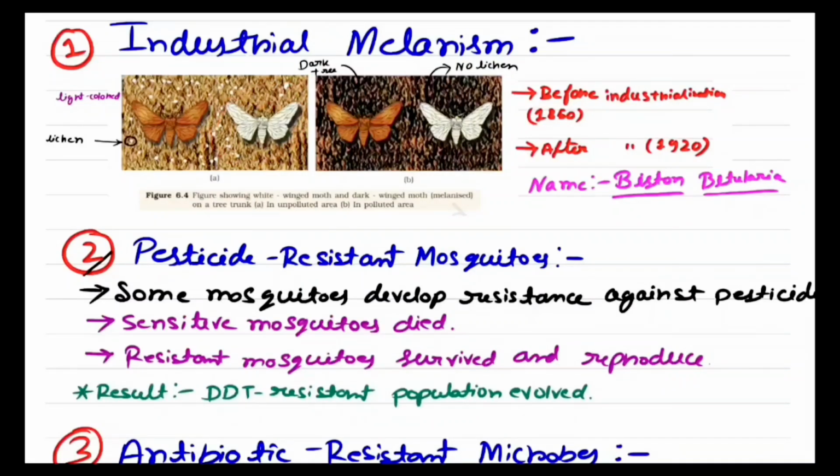After industrialization, around 1920, the environment changed. Industries released smoke. Tree trunks became dark due to disappearance of lichens. So, dark moths became camouflaged. Light moths became visible to predators. In this case, dark colored moths survived and reproduced more. After some time, white colored moths almost totally disappeared.